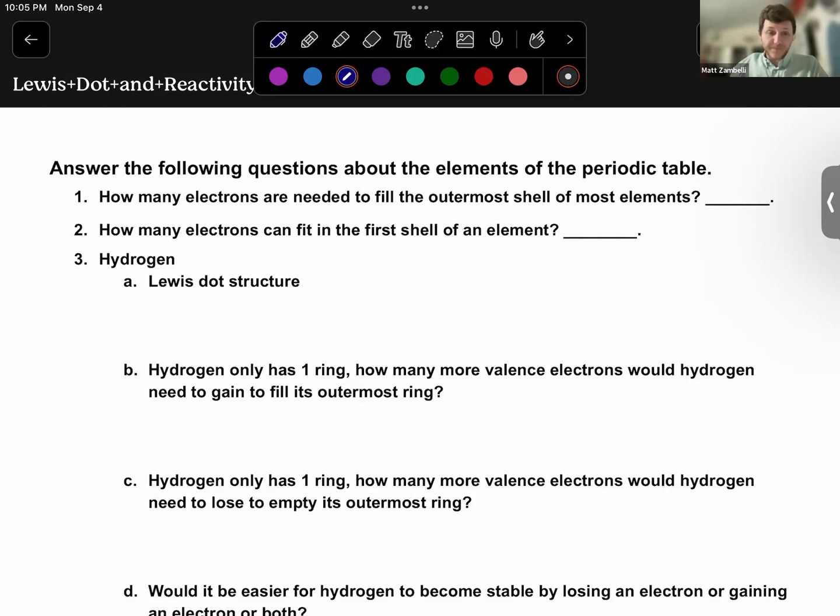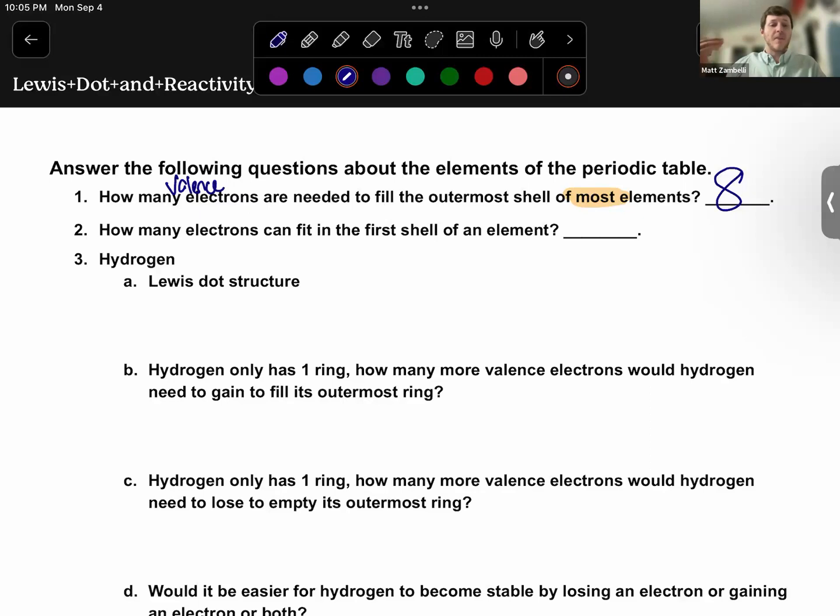So if we take a look, the first question says how many electrons are needed to fill the outermost shell in most elements? Remember that keyword most here. So almost all of them, except for those couple in the first row, almost all of our other elements want how many valence electrons? Remember, these are valence electrons. It is, in fact, 8 valence electrons that's wanted to get to our full valence shell.